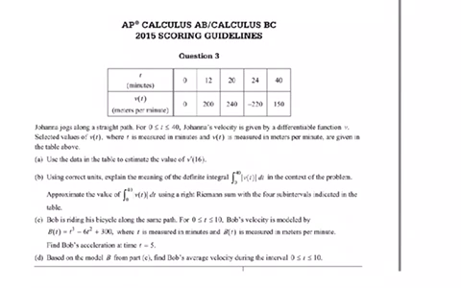Okay, let's look at number 3 on the 2015 AP Calculus exam. Joanna jogs along a straight path. For times between 0 and 40, Joanna's velocity is given by a differentiable function v. Select values of v(t), where t is measured in minutes and v(t) is measured in meters per minute, are given in the table above. Part A.